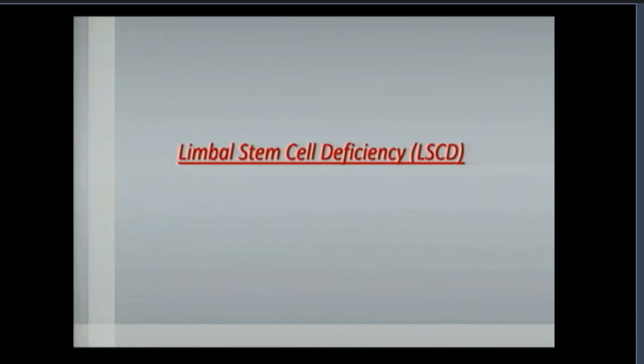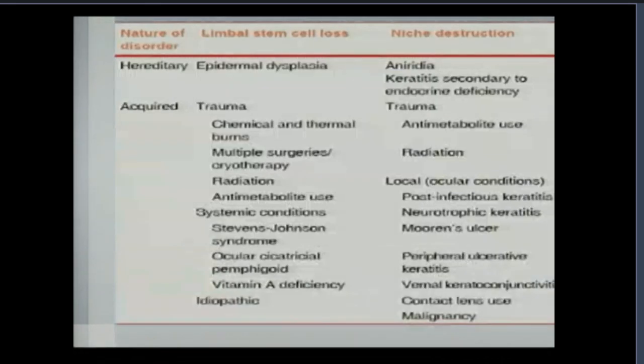So there is a disease we all know very well. It is limbal stem cell deficiency. There are so many causes for limbal stem cell deficiency, whether the issue is affecting the limbal stem cell or the niche destruction. So the niche is the spot or the location or the home where the stem cell resides.